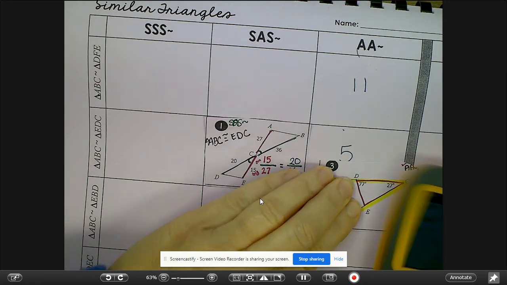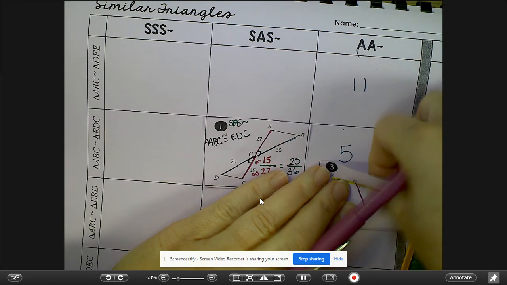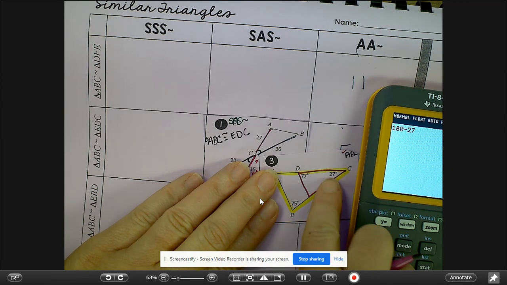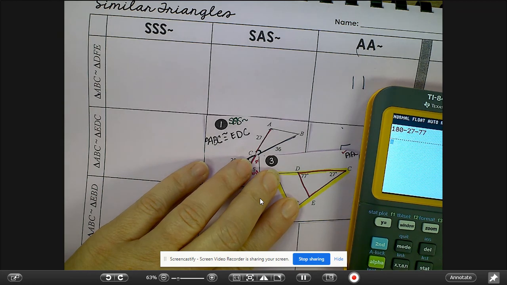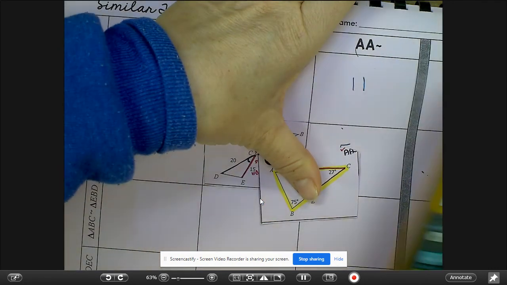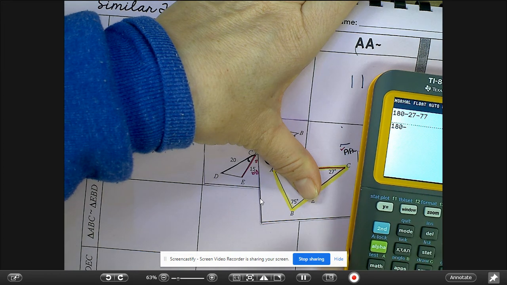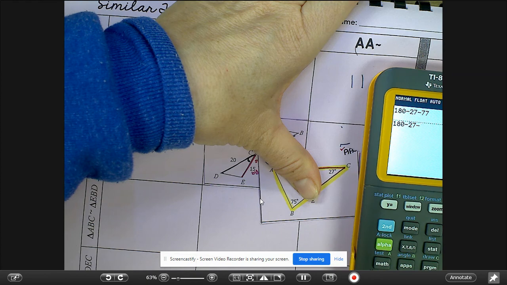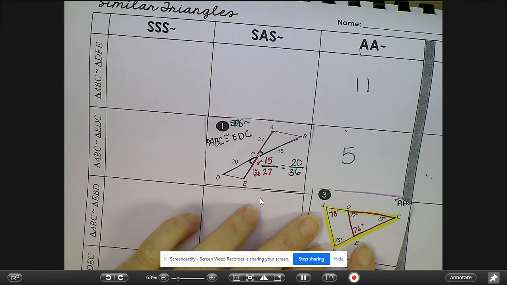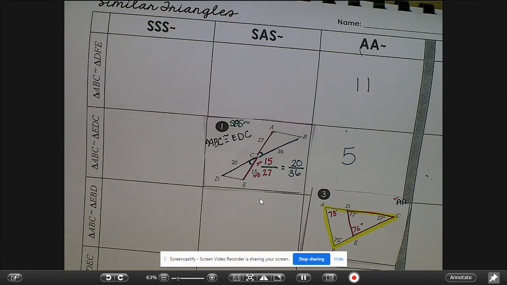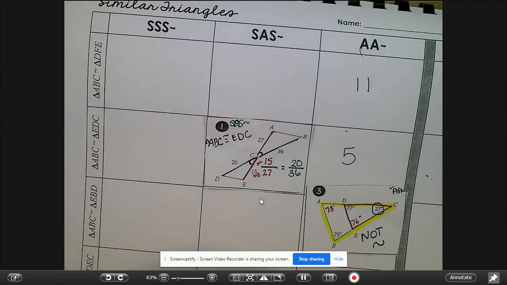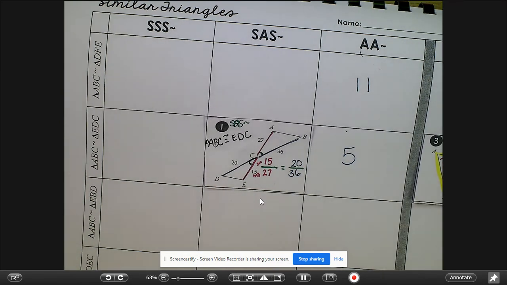So let's look at the small triangle. How many degrees does a triangle have inside? What's the sum of the interior angles? 180. So we know 180 minus the 27 for angle C minus the 77 for angle D. So we have 76 degrees for angle E. Now look at the big triangle. We have 180 degrees total, minus 27 for angle C, minus 75 for angle B, 78. In order for these to be similar, we need to know that they have two matching angles. We have one here that's the same, but nothing else matches. So this is not similar. So I'm just going to glue it somewhere over here, and that's it.